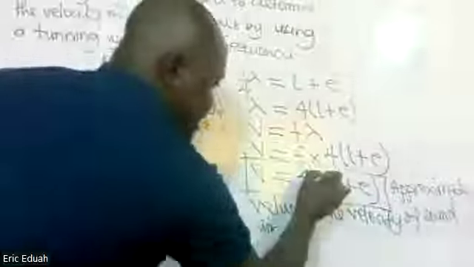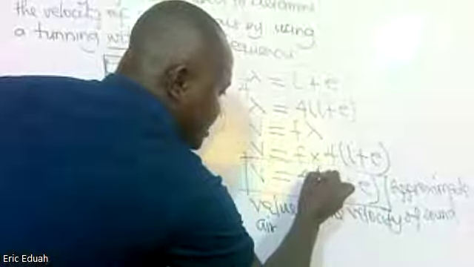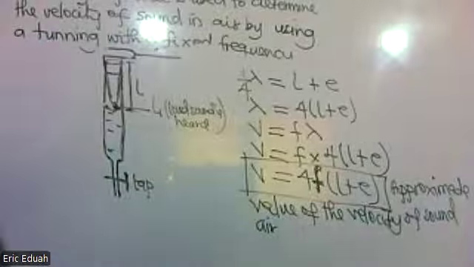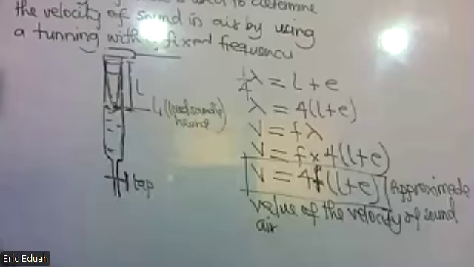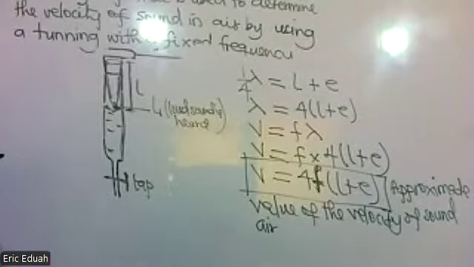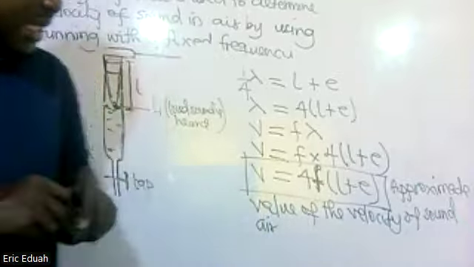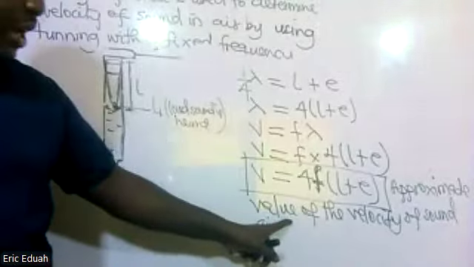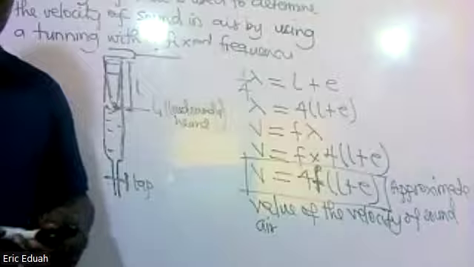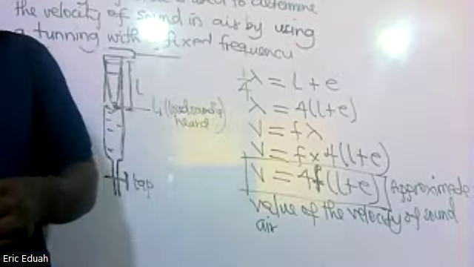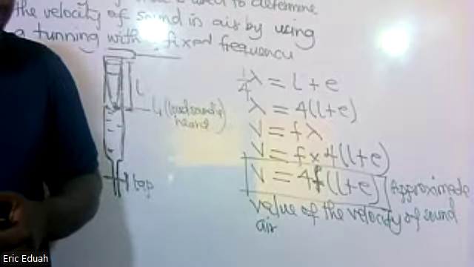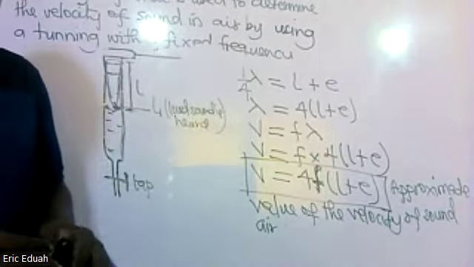Don't forget, this F here is the fixed frequency of the tuning fork. So if the first loud sound is heard, which corresponds to the fundamental note of a closed pipe, when you use this concept to determine V, it is termed as the approximate value of the velocity of sound in air. Why approximate? You understand why this is said to be the approximate value.